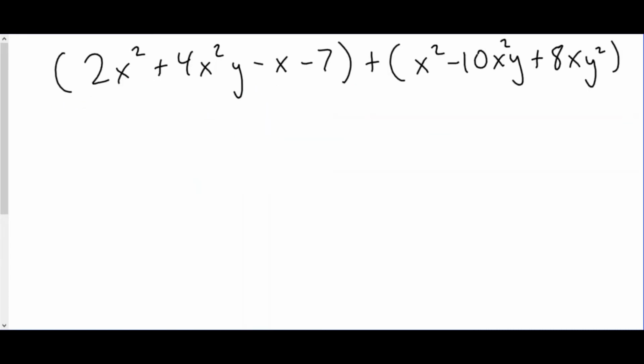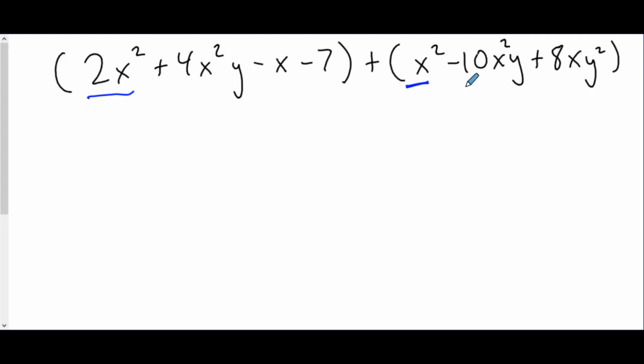Now I'm adding a lot more terms. Again, in order to add, they have to have the same base and the same exponent. That whole variable exponent thing has to be the same. So first I see that I have a 2x squared in the front. Do I have any other x squareds? I do here. That's a single x squared.